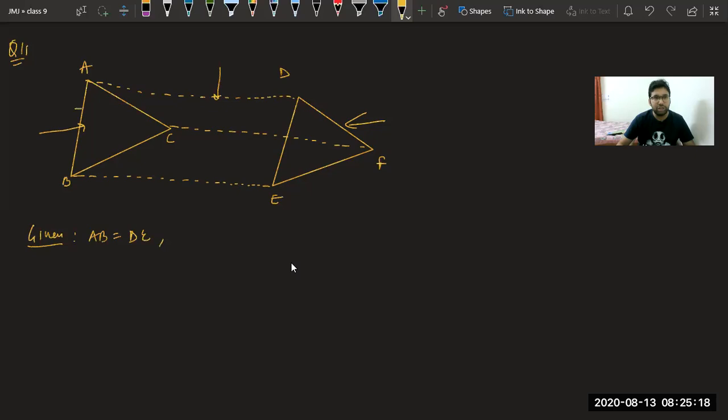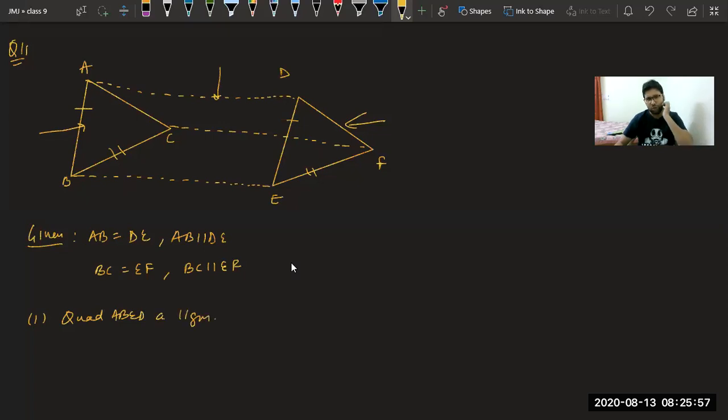So they are telling AB equal to DE, also they are parallel. Second thing they are saying is BC equal to EF, this equal to this, and also they are parallel. Now vertices A, B, C are joined to vertices D, E, F. They are forming a triangular prism, and we have to prove first part, quadrilateral ABED a parallelogram.